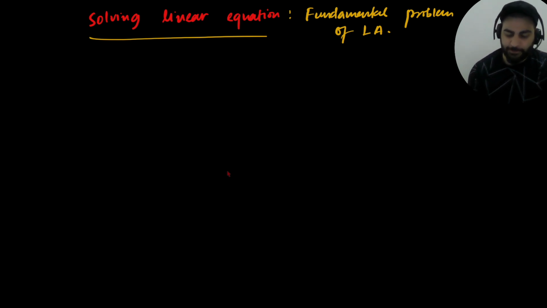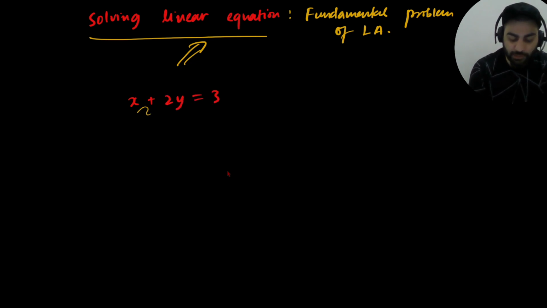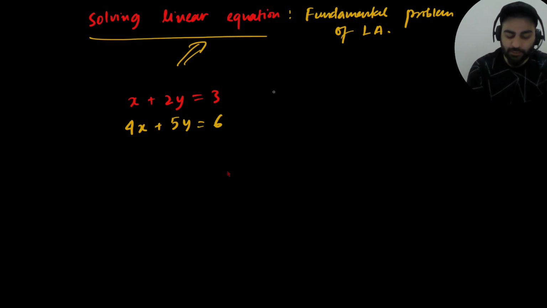Okay, nice. So this is what we'll delve into the details of now. How to solve these equations? Let's consider a simple case. Let's suppose we have an equation x plus 2y is equal to 3. This is our first equation. Let's suppose our second equation is 4x plus 5y is equal to 6. This is our second equation. Let's call them equation 1 and equation 2.